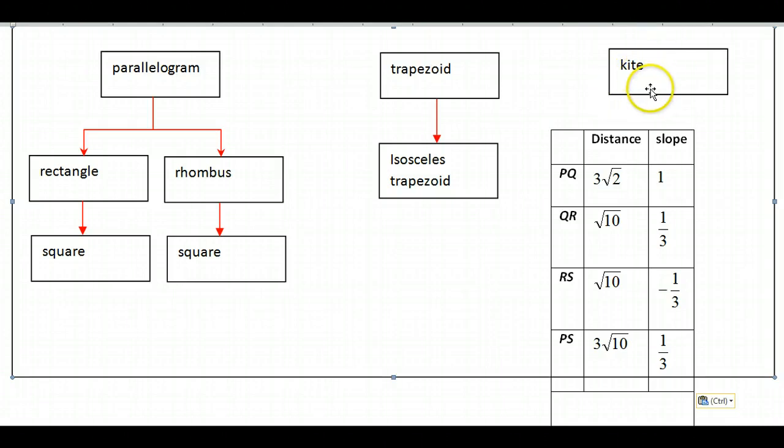A kite, there is nothing more specific than a kite. But if you say that you're going to classify your shape as a rectangle, you have to say why it's not a square, because a square would be more specific. Same thing with a rhombus. If you go with rhombus, in some way you have to show me why it's not a square. So keep that in your mind and I'll show you what I mean.